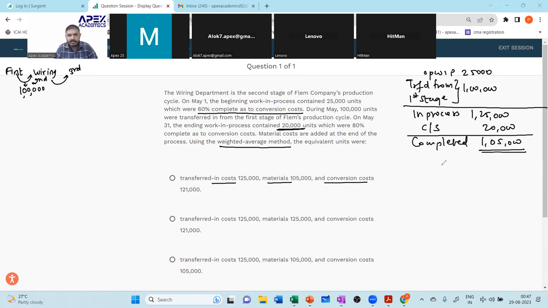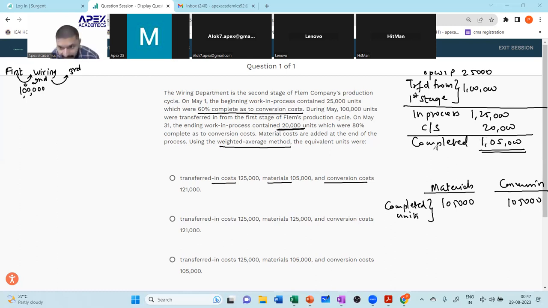Now, let's talk about materials. If these are completed, then from the perspective of materials also 1,05,000 units have to be completed. Yes or no? Yes, sir. So from the perspective of conversion also 1,05,000 units have to be completed. Yes or no? If they are completed both for materials as well as conversion. How otherwise will they be completed? You tell me.